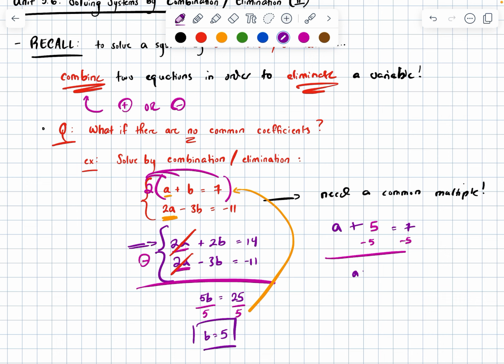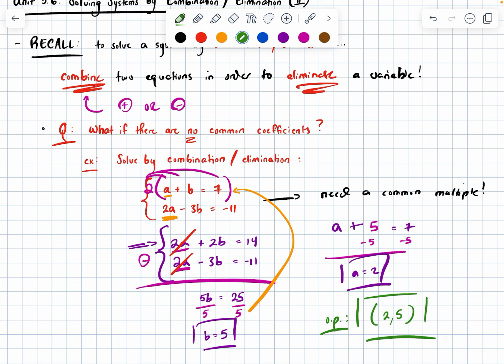Subtracting 5 from both sides to get a by itself. That tells me a equals 2. Fantastic. If I wanted to, how would I write this as an ordered pair? Well, a comes before b in the alphabet, therefore 2 is coming before 5 in the ordered pair.